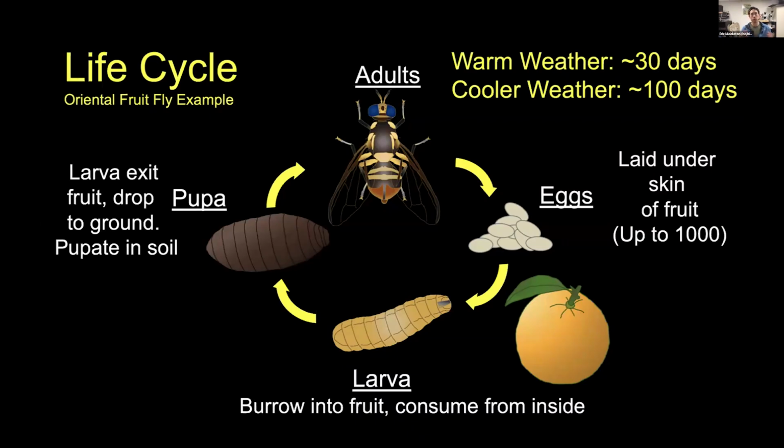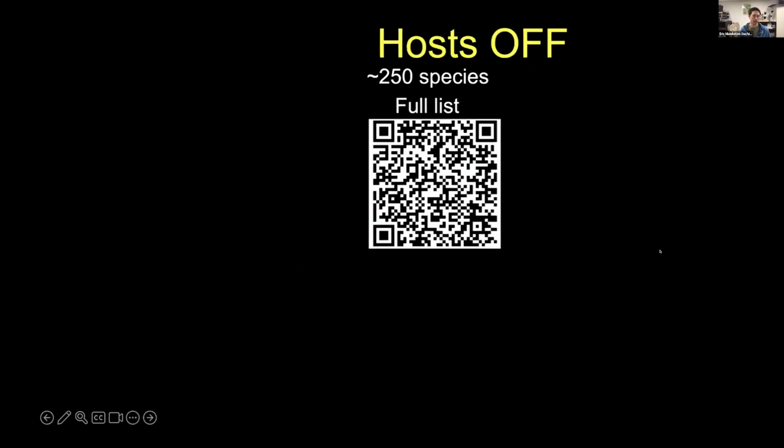In warm weather, for oriental fruit fly, it takes about 30 days to complete a full life cycle. In cooler weather, it takes around 100 days. And broadly speaking, that's similar for medfly and mexfly as well. So some of the most common ones, generally speaking, about a month in warm weather, and then like 3, maybe 4 months in cooler weather. So it's all temperature dependent. For oriental fruit fly, there's a whole lot of hosts.